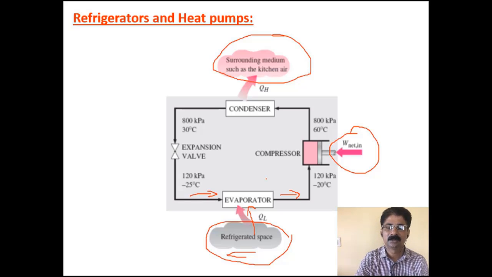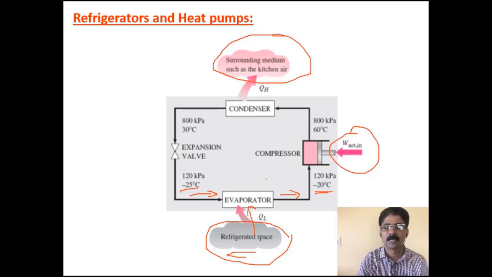Now this, for example, it is entering at -25 and coming out as -20. Now if this working substance, which has already absorbed this heat from the refrigerated space, has to reject this heat to the surrounding air or the kitchen air, so as to be recirculated once again.